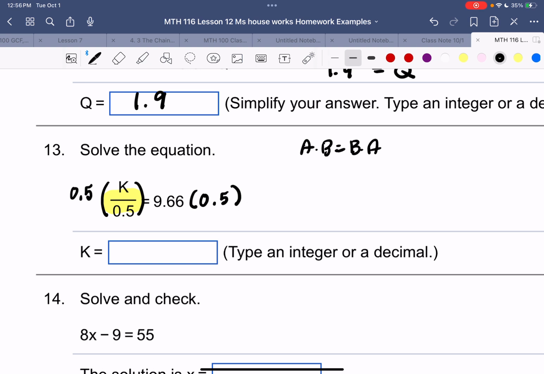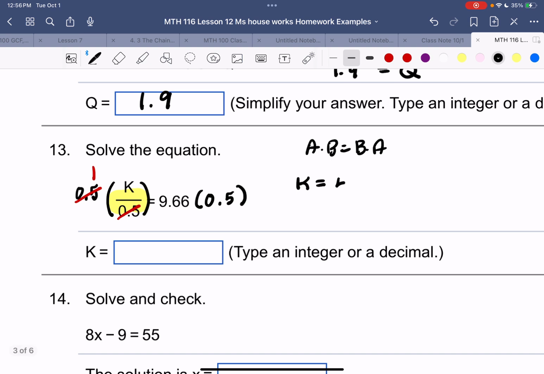Now remember, this is going to end up being a 0.5 over a 0.5. That's a 1. It's not a 0, it's a 1. So we have 1K equals 9.66 times 0.5, 4.83. My answer for K, my solution for K is 4.83.